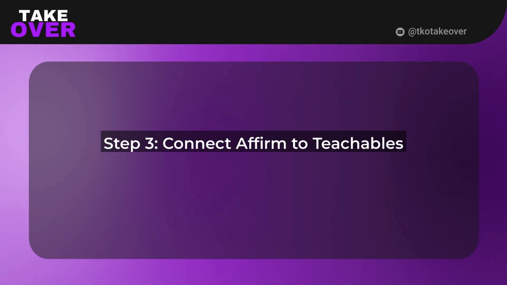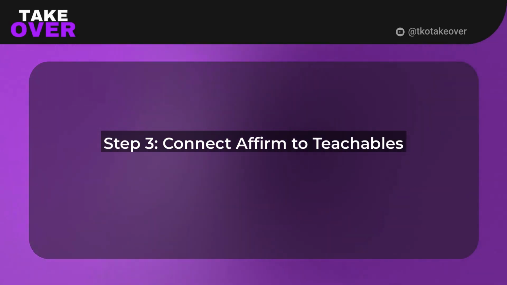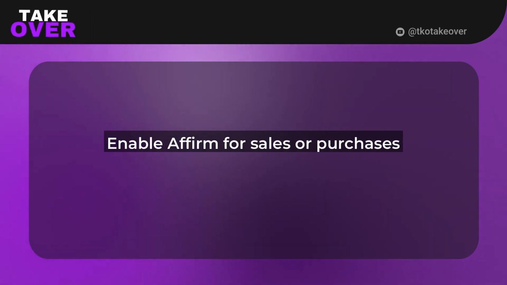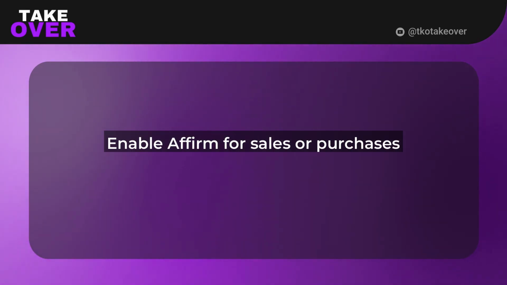Now, for the fun part, making it work for you. If you're a seller, enable Affirm as a payment method for your courses. Buyers will see the option to pay in installments right at checkout, which can increase your conversion rates since it's more affordable for them. As a buyer, when you purchase a Teachables course, select Affirm at checkout, choose your payment plan, options like 3, 6, or 12 months, and confirm. The 2025 update includes better interest rate transparency and faster approval times, so you'll know instantly if you're approved.